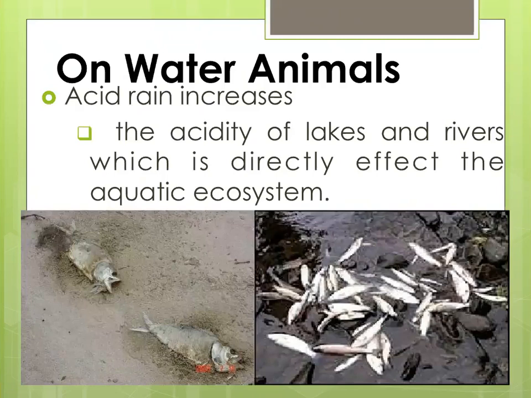On water animals, this acid rain increases the acidity of the lakes and the rivers, which is directly affecting our aquatic life in an aquatic ecosystem. Here you can see, due to acidity of water, all the fishes become tight and they come onto the edge of that river, ocean, or the lake.